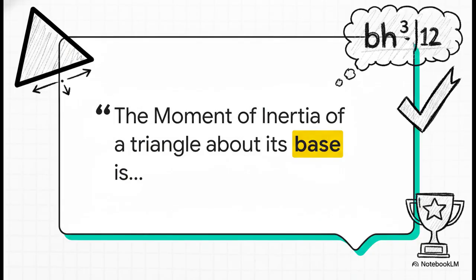And why am I stressing this so much? Because this isn't just theory. This was a direct question in the 2015 TNPSC Assistant Engineer exam. They literally asked for the moment of inertia of a triangle about its base. And here's the kicker. The correct answer, which you now know is the standard formula, bh cubed over 12, wasn't even listed in the options. See? Knowing these formulas cold gives you the power to spot errors and confidently secure your marks.